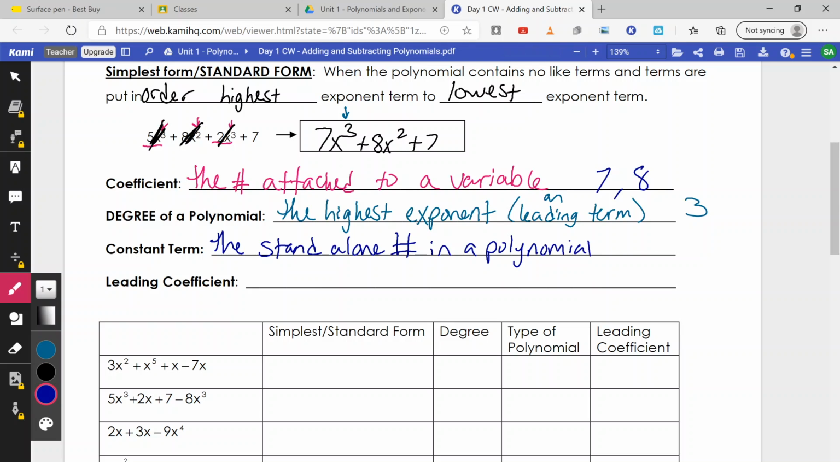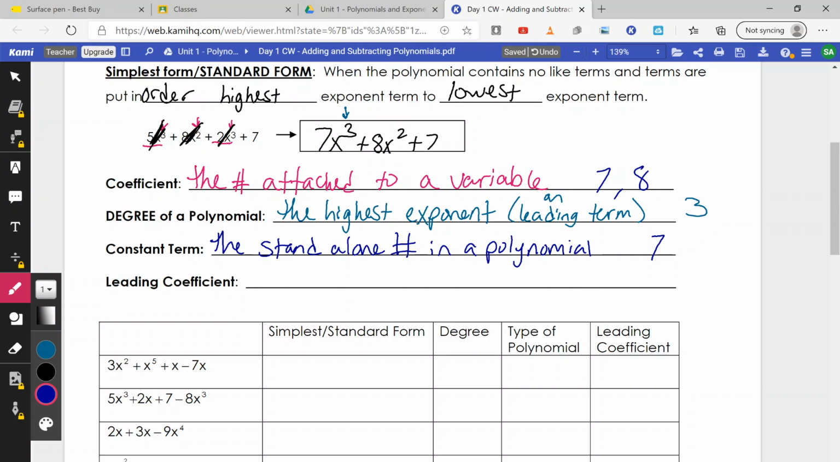So if I use the same example up here, the one that we did, what can never change? Here we have 7x cubed. That can change depending on the value of x. Same with the 8x squared. That can change depending on the value of x. 7's always going to be 7. I cannot change the number 7 to be anything else. So that is the constant term in our example.